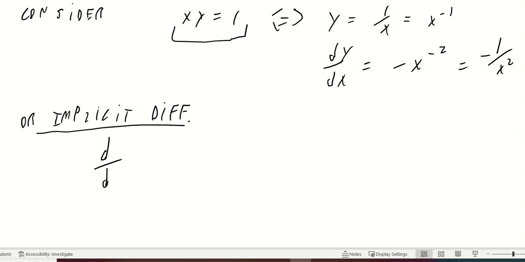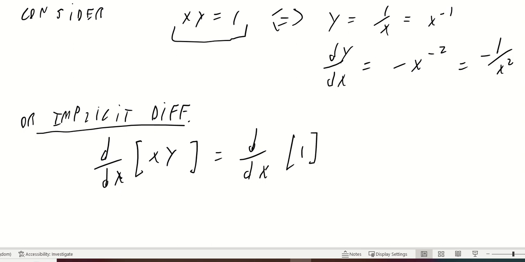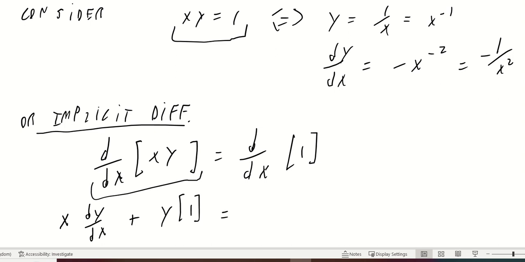So we just say d/dx, the derivative with respect to x of the left-hand side, which is x times y, will be equal to the derivative d/dx of the right-hand side, which is just 1. To differentiate this part here, we use the product rule, which is in a different video. So this will be equal to x times dy/dx, plus y times the derivative of x with respect to x, which is just 1. And this will be equal to the derivative of 1, which is just 0.